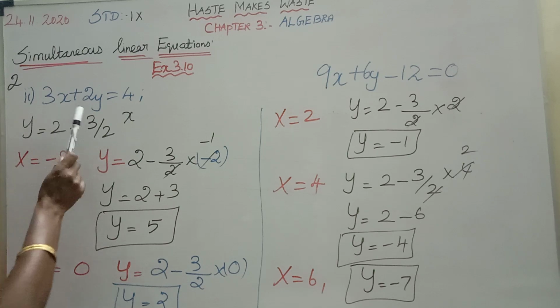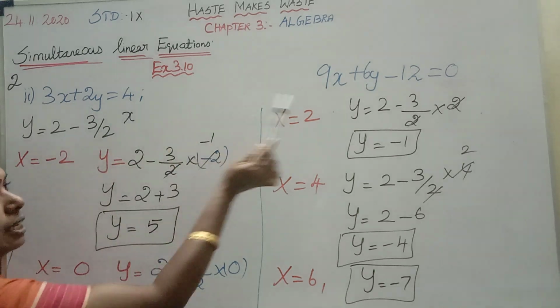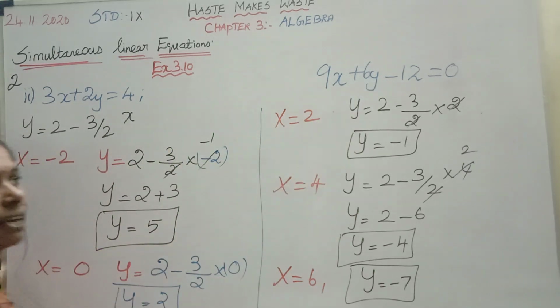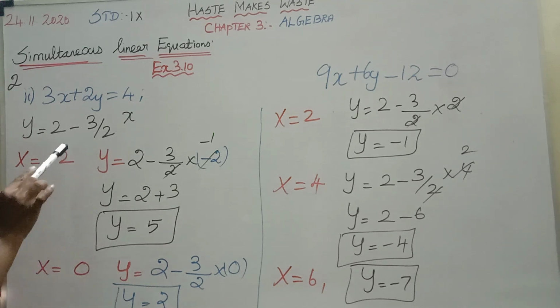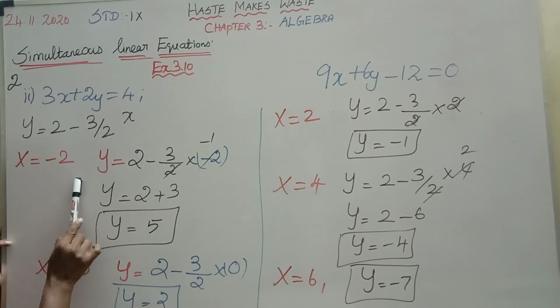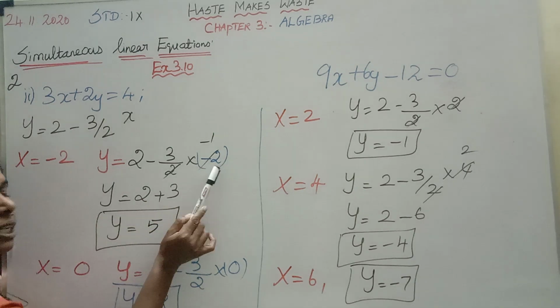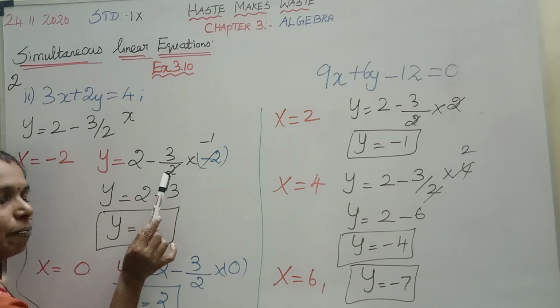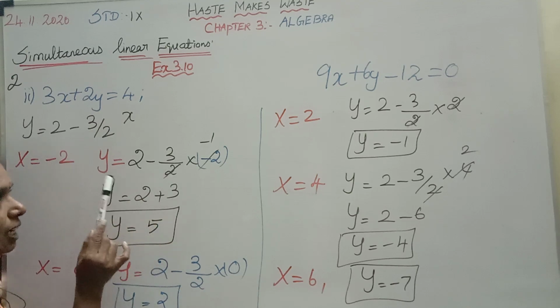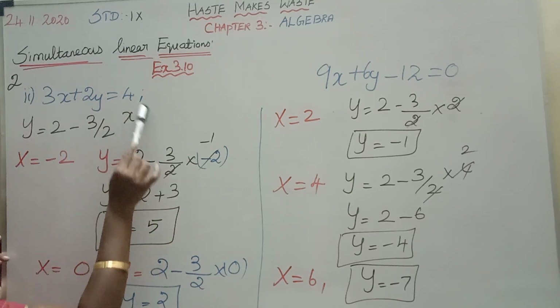Okay, now for the 2 equations, 3x plus 2y equal to 4 and 9x plus 6y minus 12 equal to 0, what is the general equation we are getting? Y equal to 2 minus 3 by 2 of x. Now we are going to get the table values. First, x is equal to minus 2. I am substituting. So y equal to 2 minus 3 by 2 into minus 2. So here we are having 2 in the denominator, so better you choose x values as 2 table.